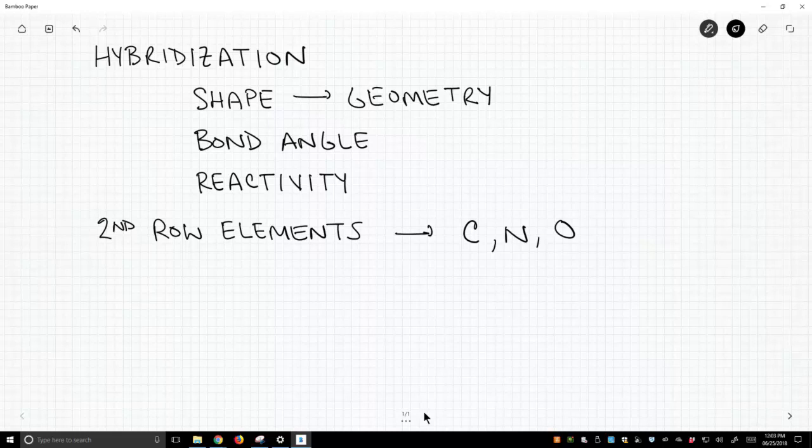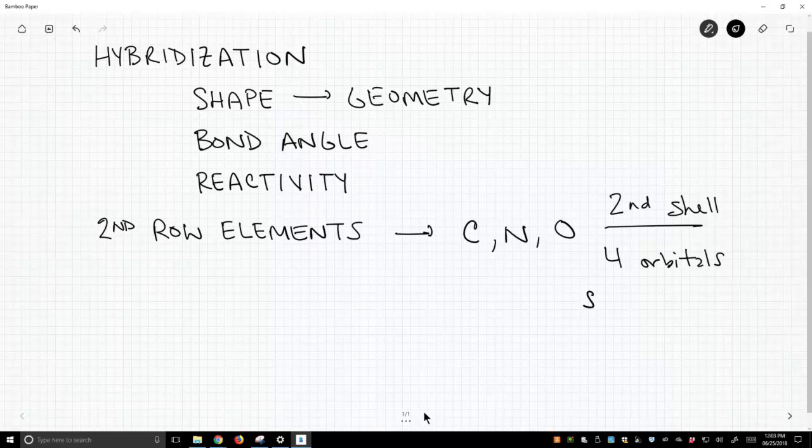What makes these second row elements so good for hybridization is that they operate exclusively, from a chemistry standpoint, within the second valence shell. And that second valence shell consists of 4 orbitals. That's the s, the px, the py, and the pz. And that's a pretty small set of orbitals that we have to keep track of, and that actually makes the ideas of hybridization pretty easy to work with.